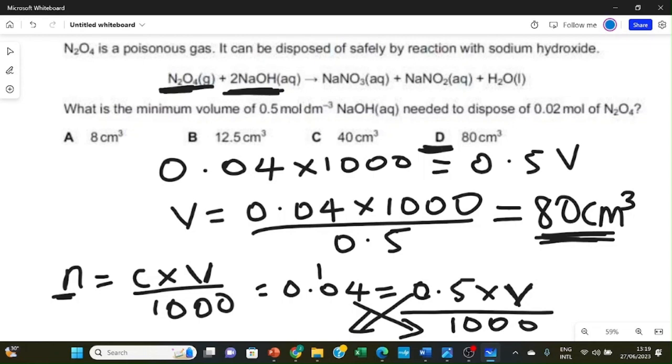The first step, understand the question. The second step is to take note of the values you are given. Then the last step, just apply the formula and solve. So we're still going to solve more questions.